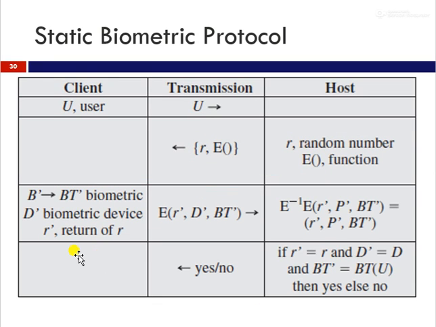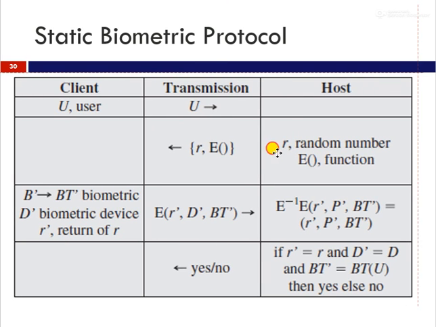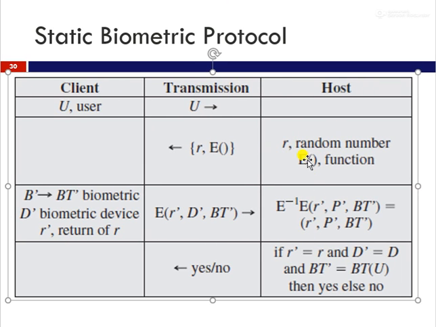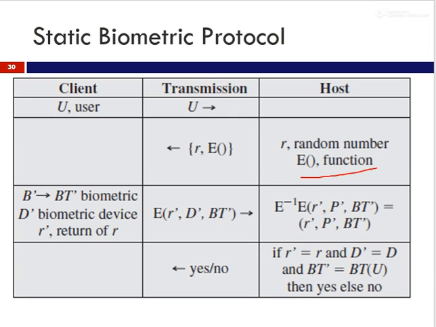Okay, how can we use a static biometric in order to authenticate remotely? The user sends his user ID to the host, and the host again generates a random number and also chooses one function, we call it the E function, and sends this information back to the client, where E is the encryption function.